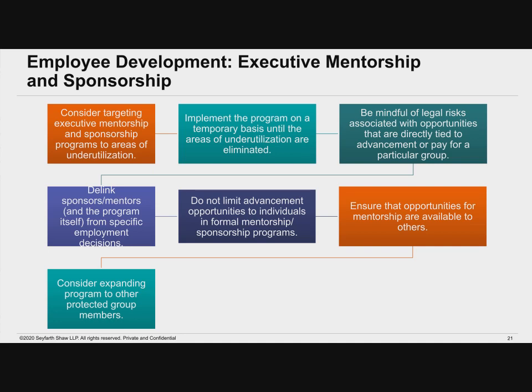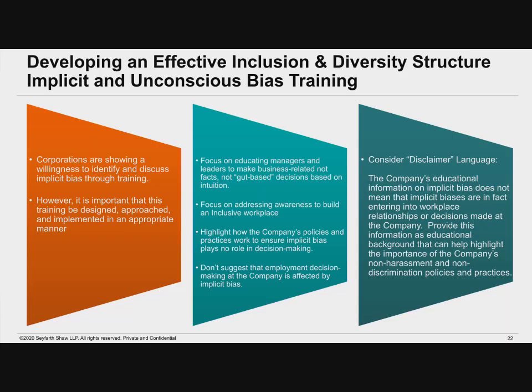Again, then we go into this area of risk associated with a preference for a particular group, and there we recommend that you delink those types of programs from specific employment decisions or the review process, for example advancement opportunities and other things, so it doesn't look like it is tied directly to terms and conditions or privileges of employment. We also recommend that you consider expanding the program, like I mentioned before. So again, the details of these programs are important to unpack, and make sure that the way in which you're identifying folks and the way in which you're running the program is carefully vetted.